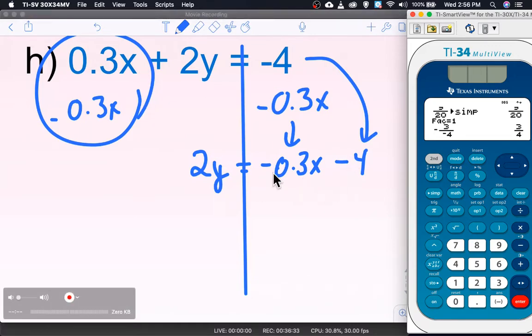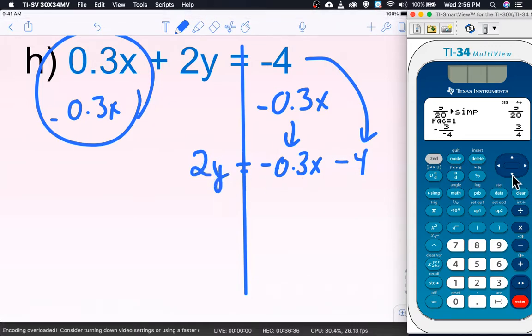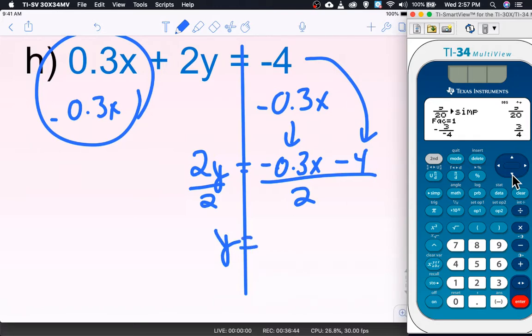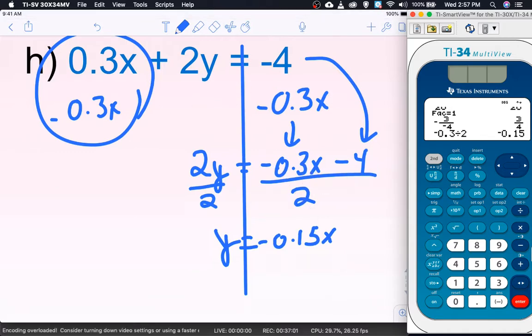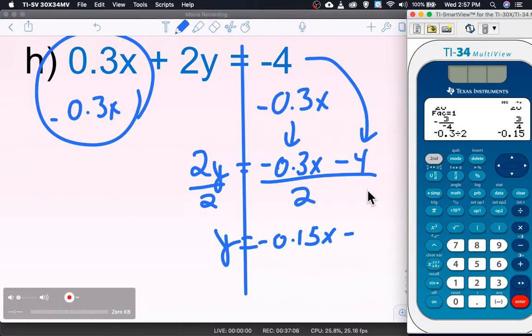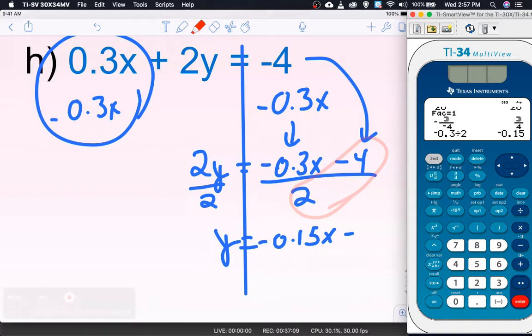It's already starting to look like slope-intercept form. If we can get rid of this times 2, which we can by dividing by 2 on both sides, we are going to have y equals, which is our goal. And y equals what? Well, -0.3 divided by 2 is -0.15. And I'm okay leaving it as a decimal because the problem starts with decimals. And I can actually do this math in my head. When I'm dividing, I can take -4 divided by 2 in my head, and I know that's -2.